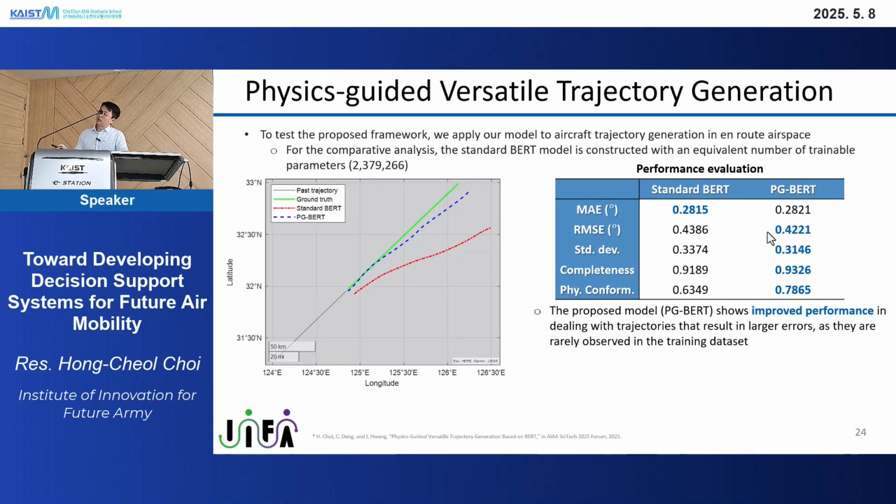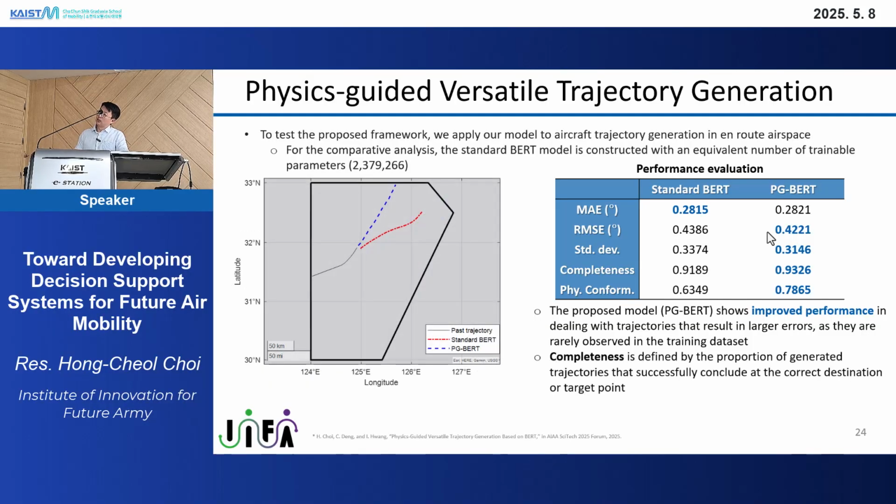In this case, these trajectories are not widely observed patterns, so they are rarely observed in the training data set. So in this case, by combining the physics information, it shows better prediction performance. And there is another metric, completeness, because in this example, we try to generate trajectories to arrive at the end of the sectors, the black boundaries, and we want to check if the generated trajectory is actually arriving around the boundaries.